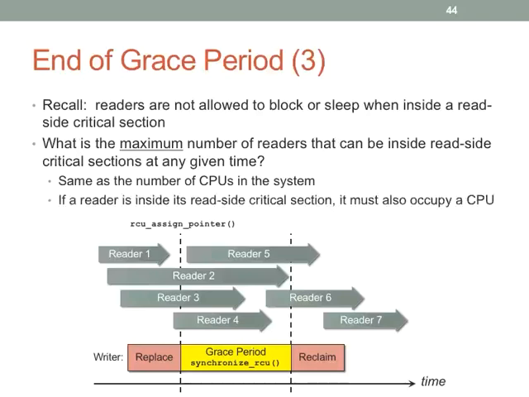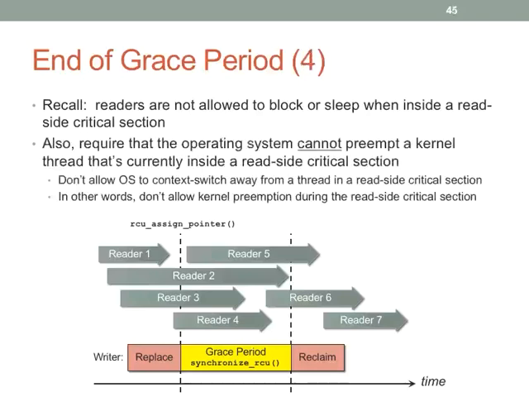Like I say here, if the reader's inside its read side critical section, it has to occupy a CPU. Okay, so we also, like I say, require the OS can't preempt a kernel thread that's inside of a read side critical section. So basically, we disable kernel preemption in these contexts. That's just basically what we were saying before.